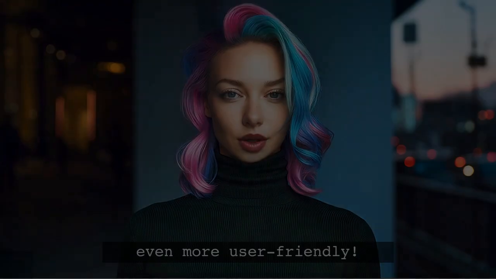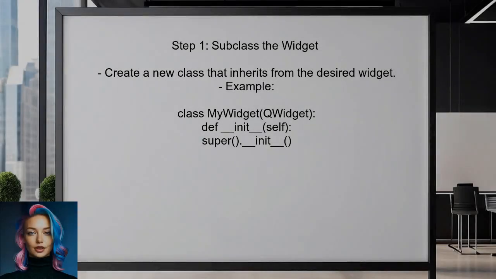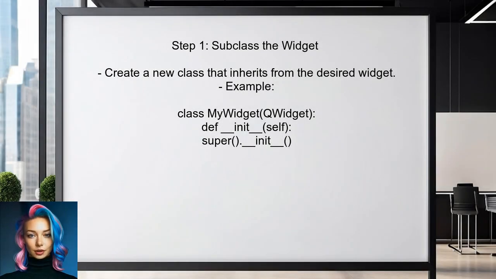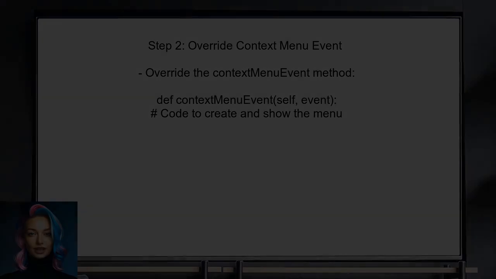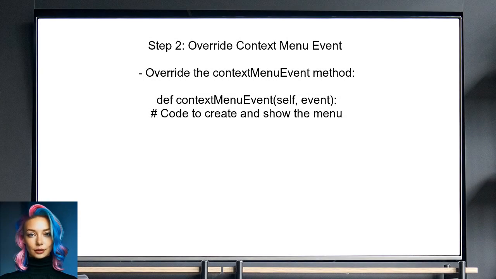even more user-friendly. To add a right-click context menu to a widget in PyQt, the user first needs to subclass the widget they want to modify. This allows them to customize its behavior. Next, the user should implement the context menu event. This is done by overriding the context menu event method in the subclassed widget.